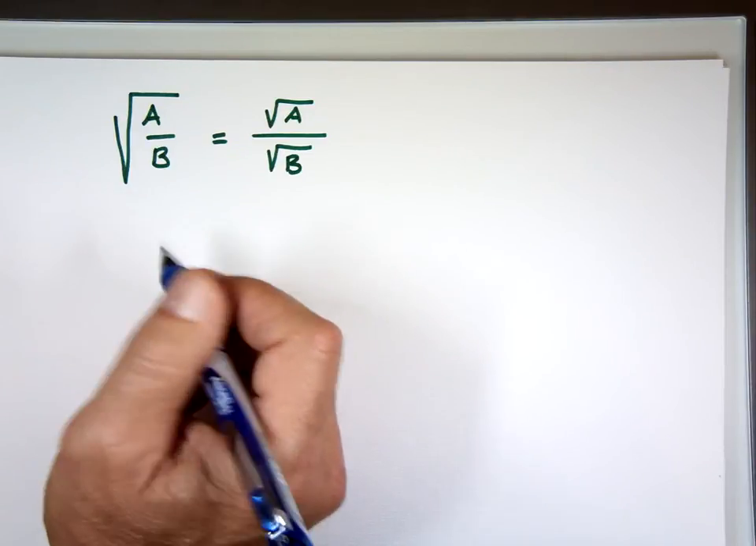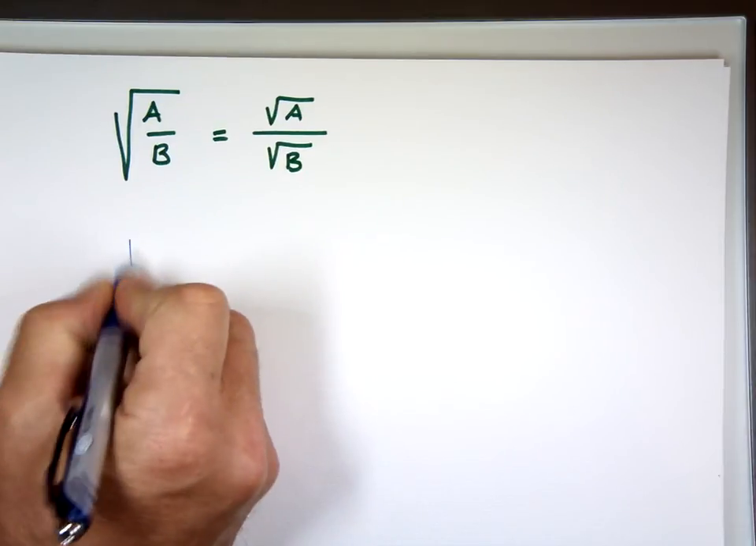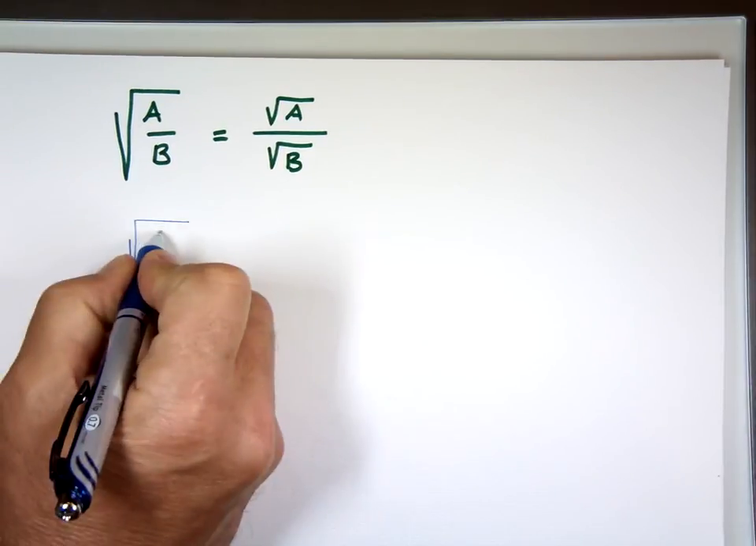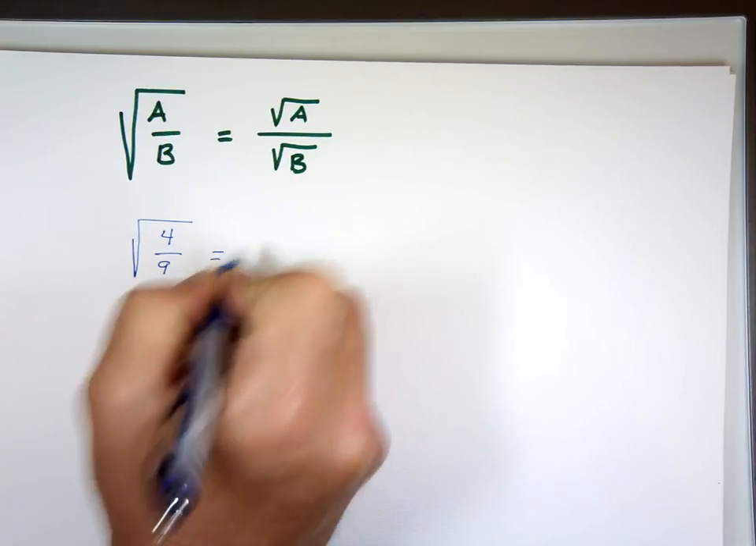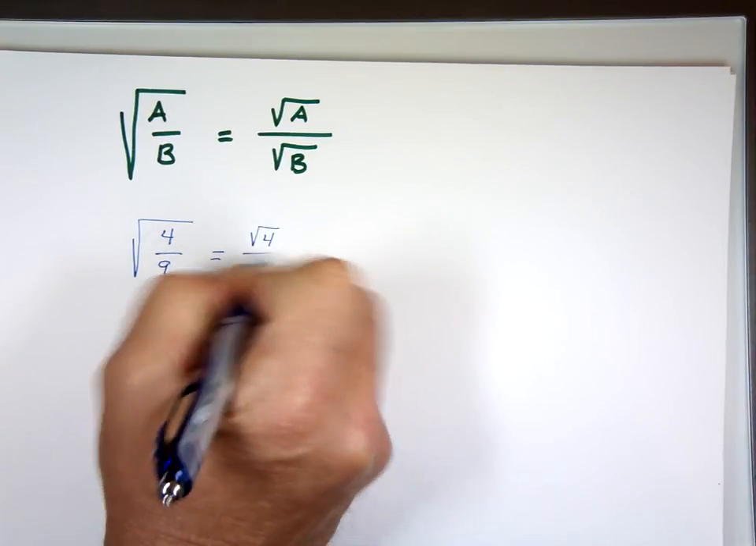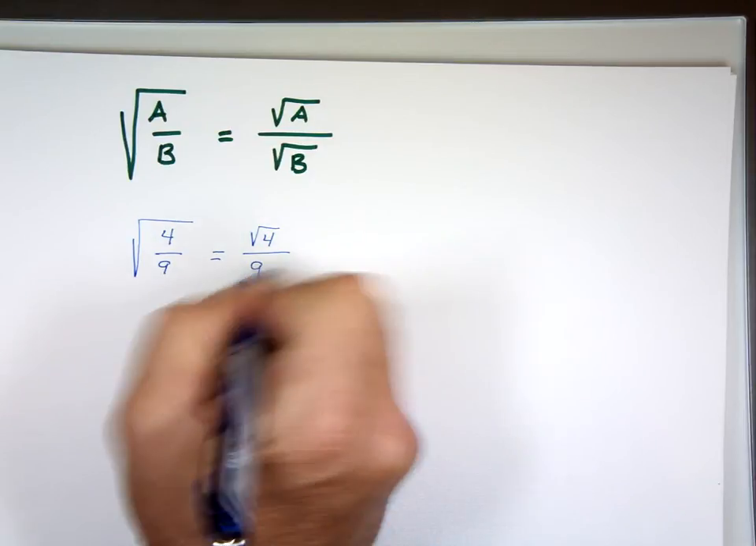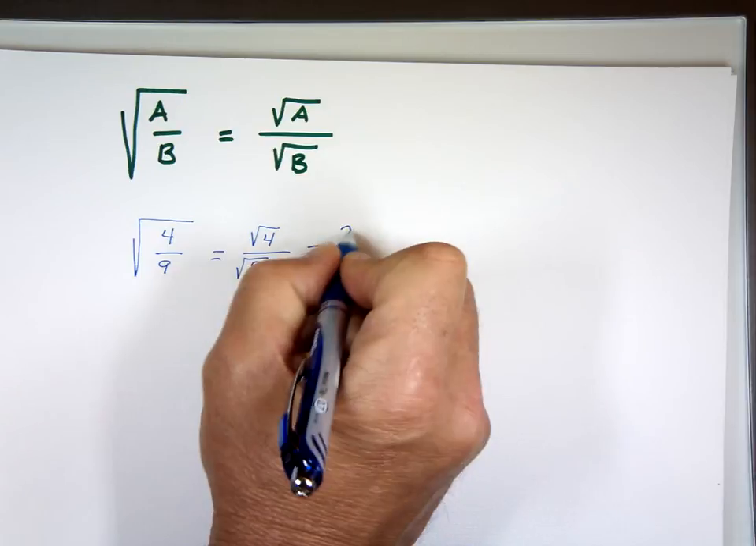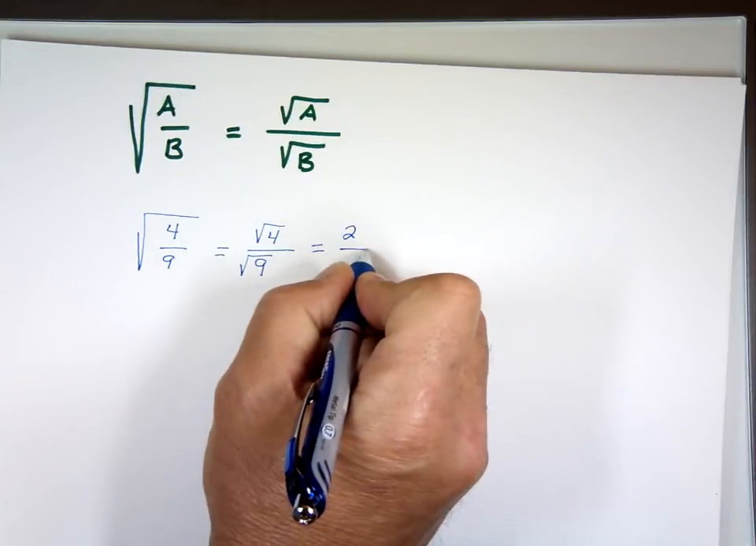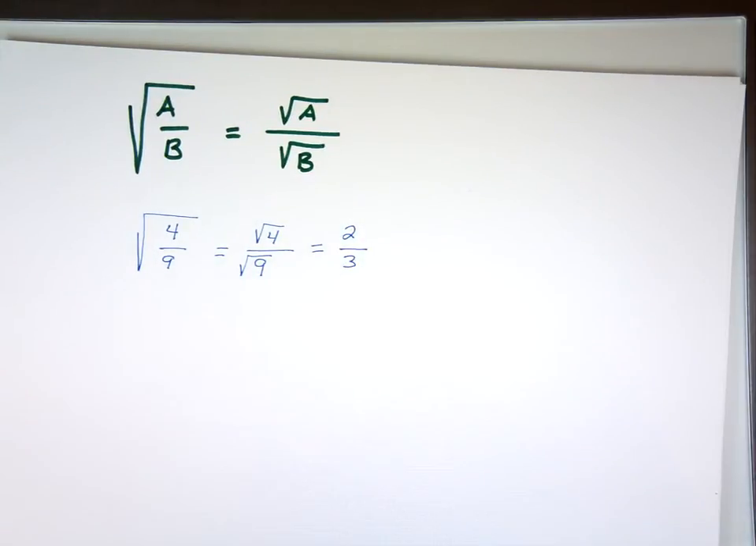So if somebody said to us, what is the square root of 4 ninths? I go, okay, that's the square root of 4 over the square root of 9. What is the square root of 4? 2. What's the square root of 9? 3. It's 2/3.